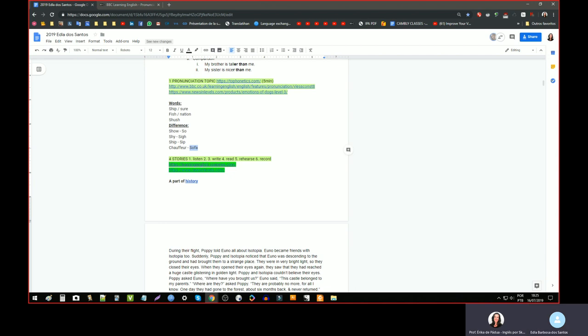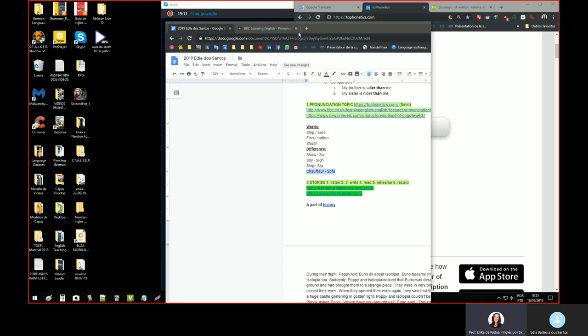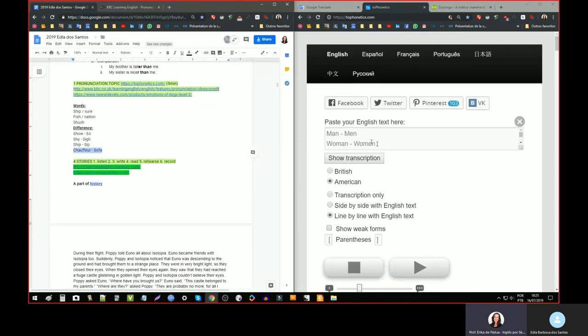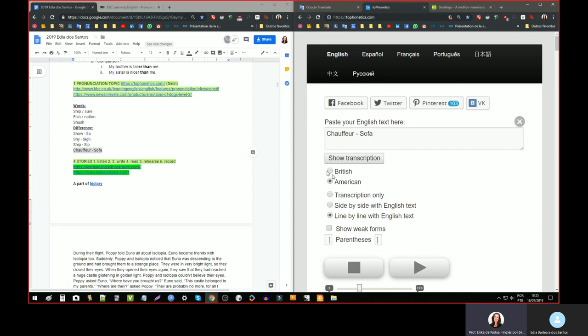Chauffeur, sofa. Remember that this series is British, so the pronunciation is different. If we put it here onto phonetics, you see that if we choose the British pronunciation, let's see what happens.